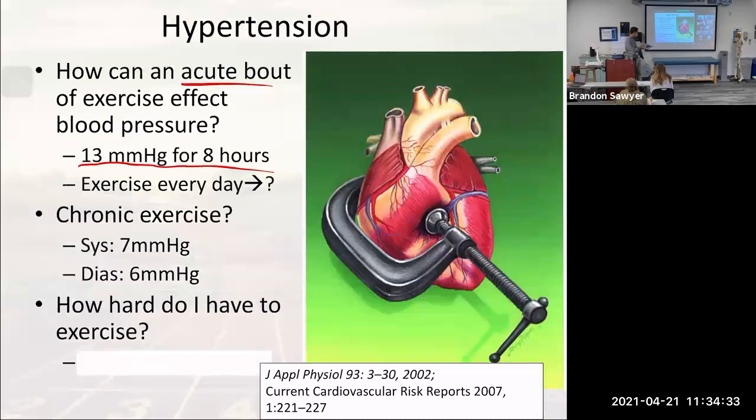But then chronically, if we look at resting blood pressure before somebody starts a training program, and then after, we might expect to see some changes, something like that. Systolic dropping 7 millimeters of mercury, diastolic maybe 6, somewhere in there on average.